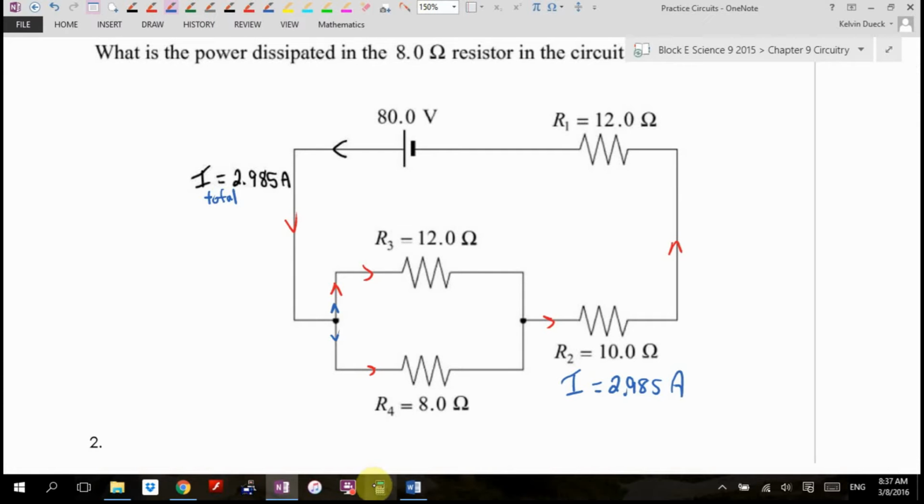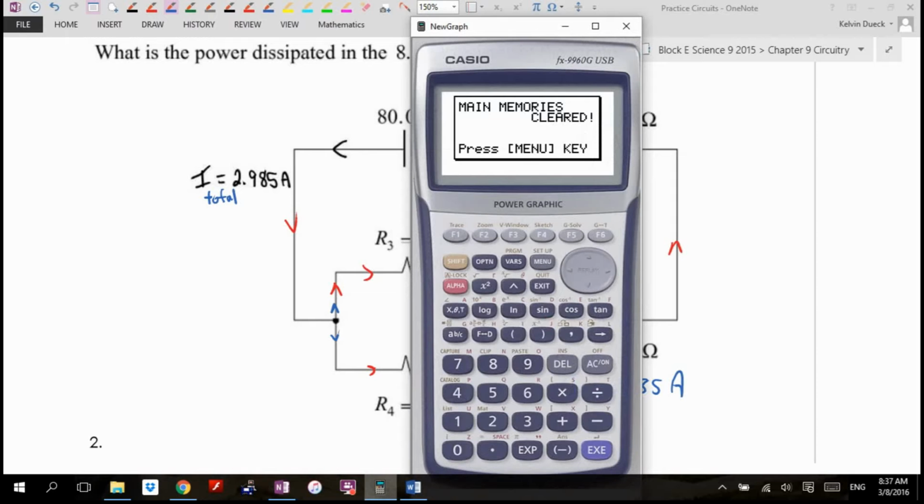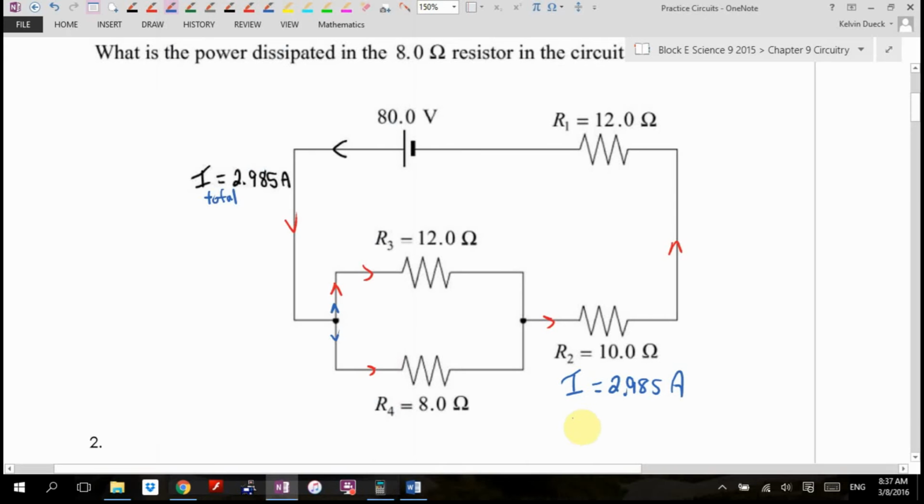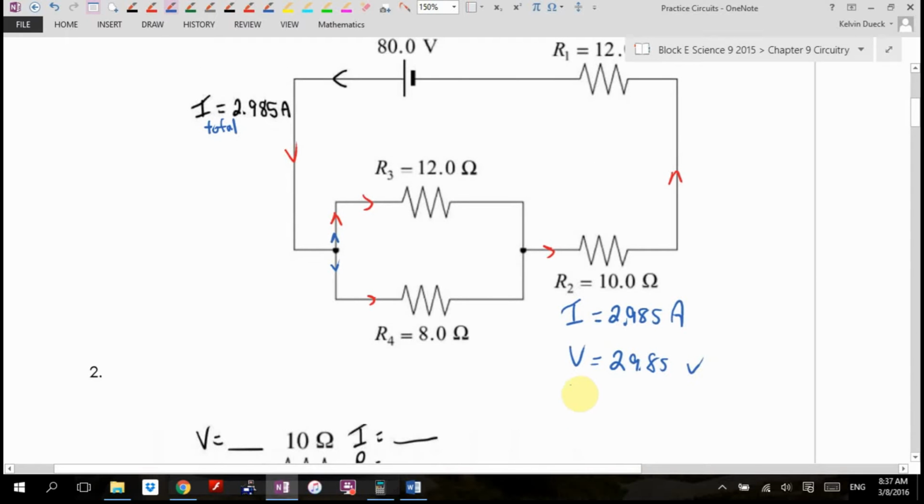I get my trusty calculator out. How can I find the voltage in that 10 ohm resistor right there? I times R. You know what? I don't need a calculator. I'm multiplying by 10. I think the voltage is going to be 29.85. Now, I didn't ask this, but how can I tell how many watts of power is in that resistor right there? Because this would be another way to give you the same diagram and just find something different.